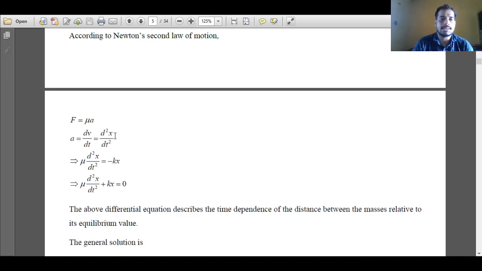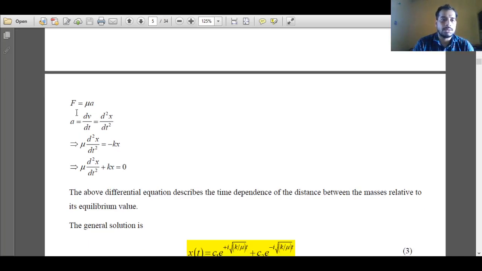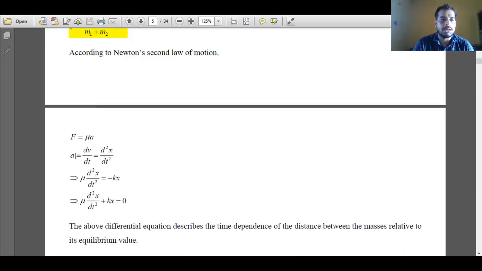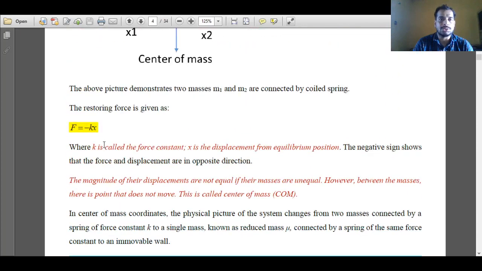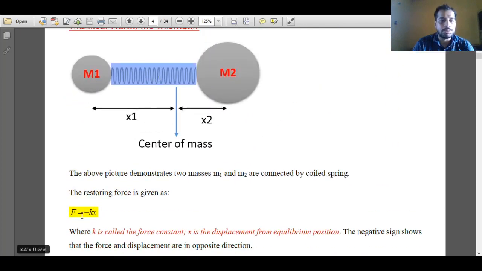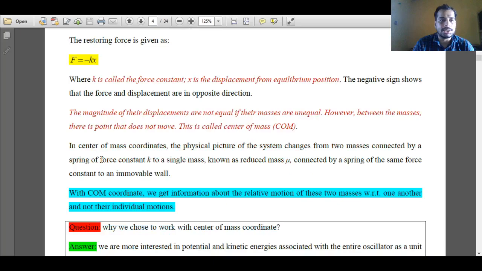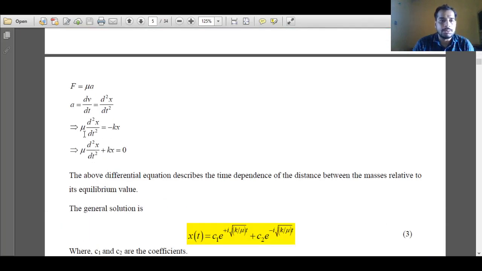What is x? x is the displacement. If I substitute these parameters in Newton's second law, I get mu, that is the reduced mass, into a; instead of a, I write d square x over dt square, equal to force. Now what is the force associated with the harmonic oscillator problem? The force is F equal to minus kx. So I write mu d square x over dt square equal to minus kx. If I rearrange, I get mu d square x over dt square plus kx equal to 0.